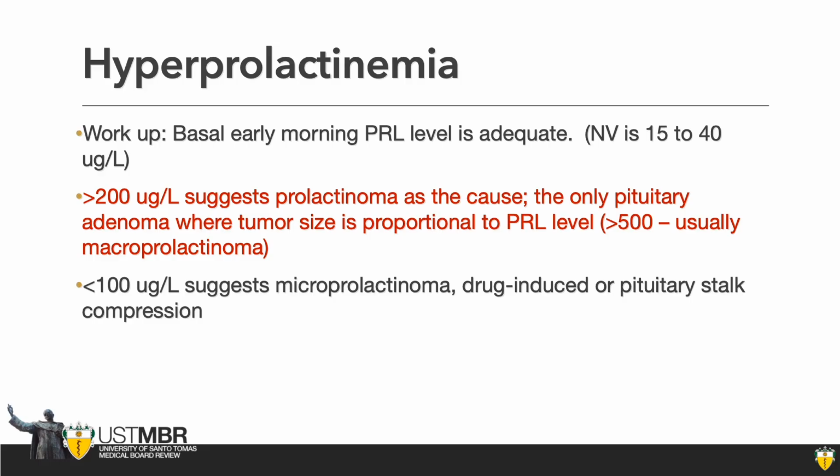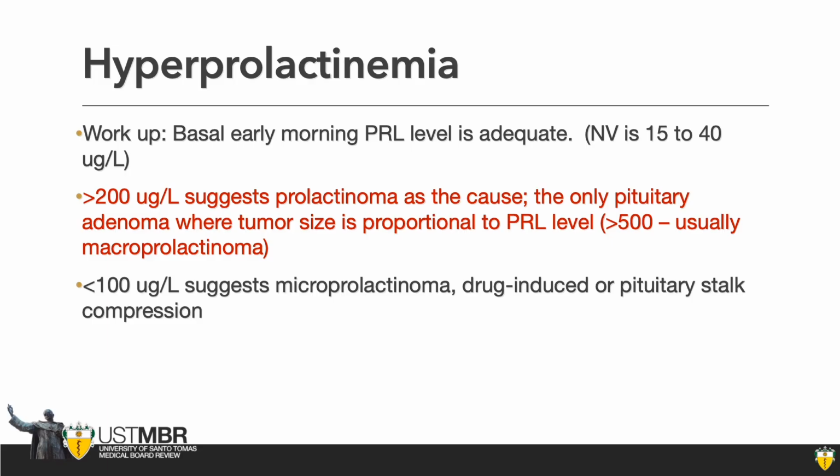Generally, exception number 2 for prolactin is that for all the other hormones of the anterior pituitary, the size of the tumor does not correlate with the amount of hormone excess in the blood. For prolactinomas, there is a good correlation. Generally, with a prolactin level more than 200, you're almost sure this is a pituitary adenoma. And for prolactin levels more than 500, it's going to be a macroprolactinoma, meaning more than 10 millimeters.